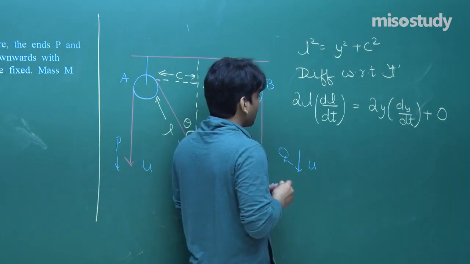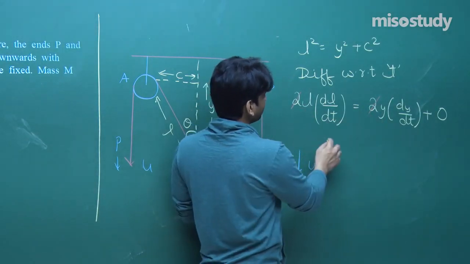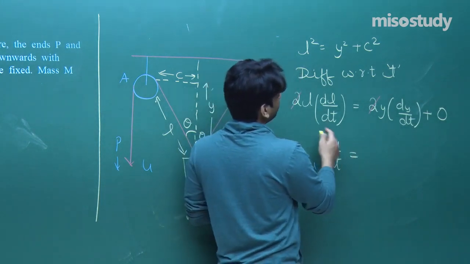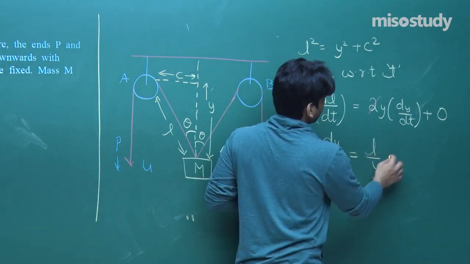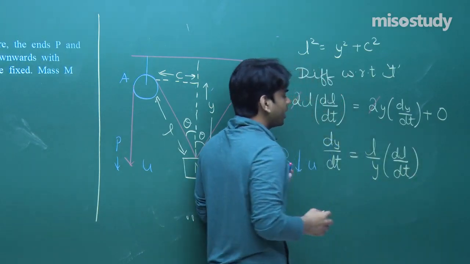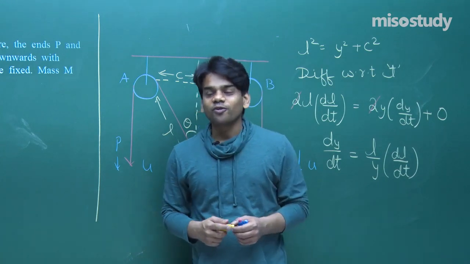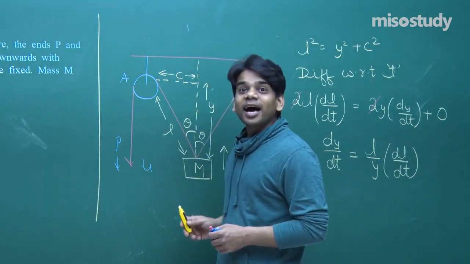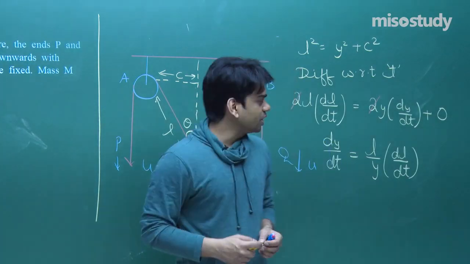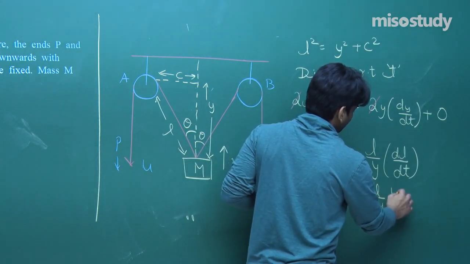Let's talk about that now. 2 and 2 will be cancelled out. You'll be having dy by dt. dy by dt turns out to be L by y into dL by dt. Now what is dL by dt? It is the rate of change of length L, and it's changing at this rate with the speed u. So I can write this as L by y into u.